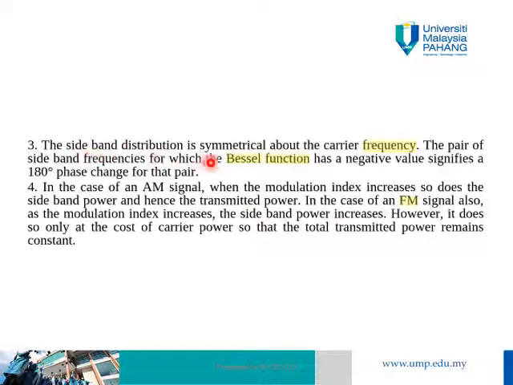Number 3, the sideband distribution is symmetrical about the carrier frequency, Fc. The pair of sideband frequencies for which the Bessel function has a negative value signifies a 180 degree phase change for that pair. In the case of an AM signal, when the modulation index increases, so does the sideband power, and hence the transmitted power. In the case of an FM signal, when the modulation index increases, the sideband power increases. However, it does so only at the cost of carrier power, so the total transmitted power remains constant.